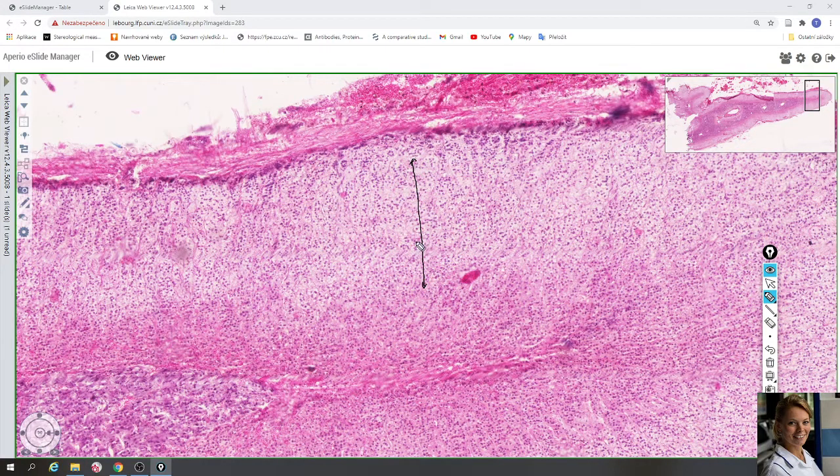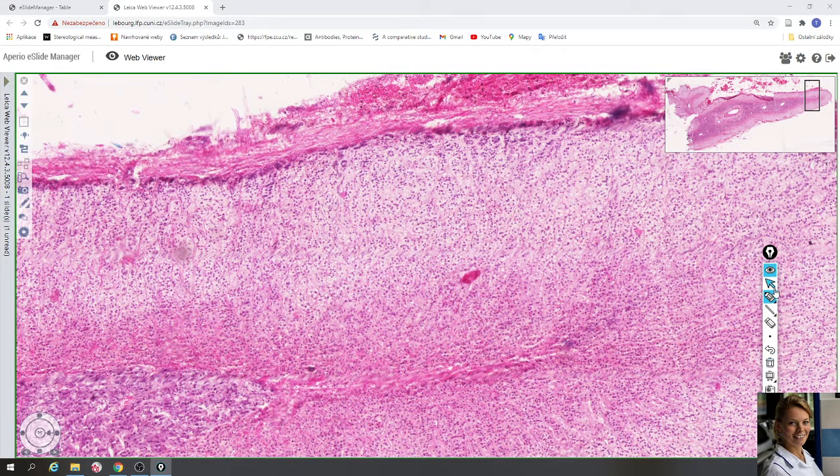So here is zona fasciculata, and the last layer of adrenal cortex is here and called zona reticularis, which borders on the medulla. For example, here is also zona reticularis. The cells of the zona reticularis form anastomosing cords surrounded by sinusoidal capillaries also.